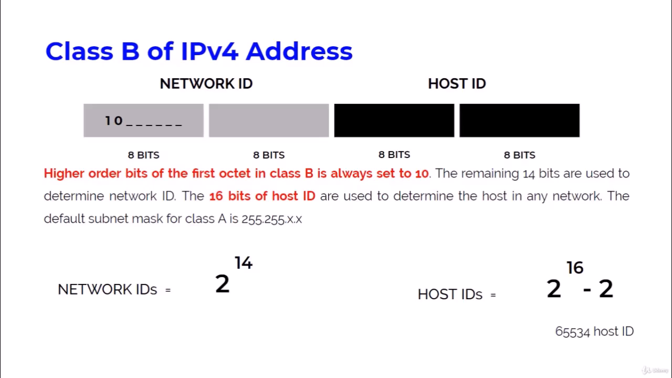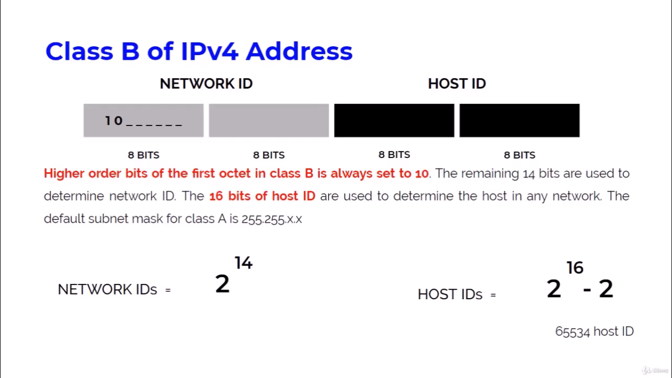The next is class B. IP addresses belonging to class B are assigned to the networks that range from medium-sized to large-sized networks. The network ID is 16 bits long and the host ID is 16 bits long. The higher order bits of the first octet in class B are always set to 10. Therefore, there are 14 bits remaining which are used to determine the network ID. The 16 bits of host ID are used to determine the host in any network.